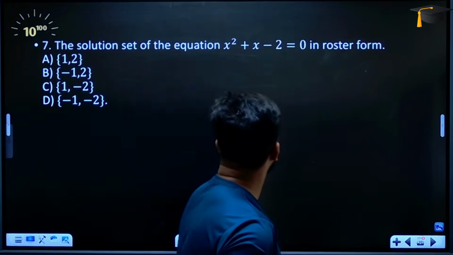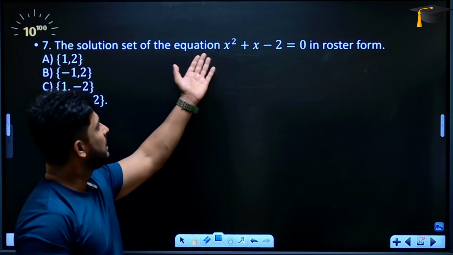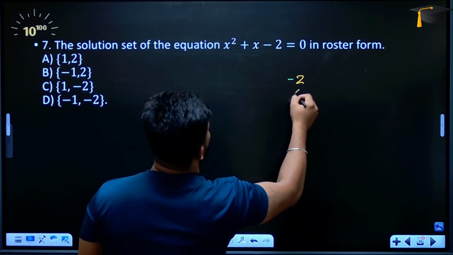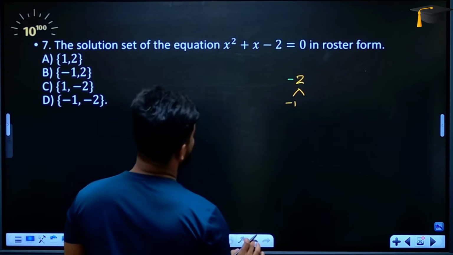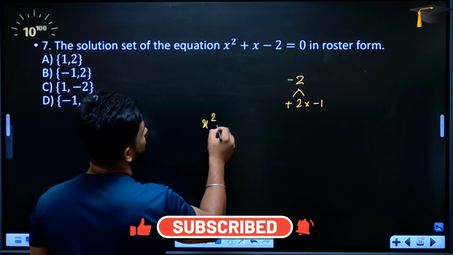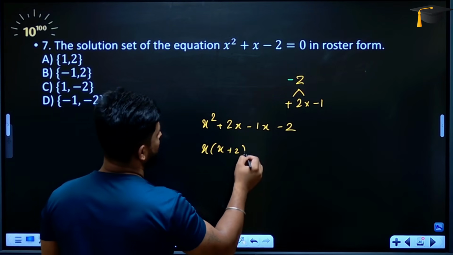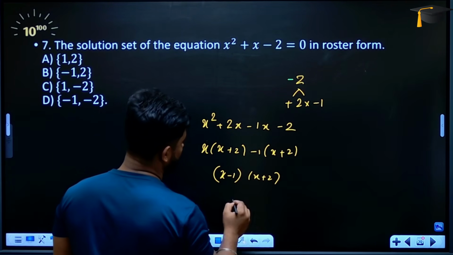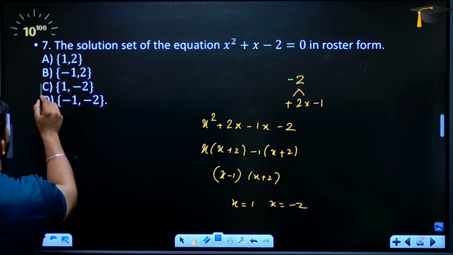So of course option D, direct question. Okay, next. The solution of the quadratic equation in roster form. You have to do splitting the middle term. So it is minus 2, right? Minus 2 into 1, minus 2 plus 2 into minus 1. So it is x square plus 2x minus 1x minus 2. If I take x common, x plus 2, if I take 1 common, minus x plus 2, so x minus 1 of x plus 2, right? So x is equal to 1 and x is equal to minus 2. So the answer is 1 and minus 2. Option C is the right answer.